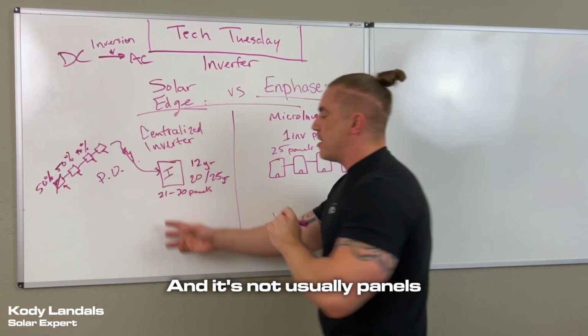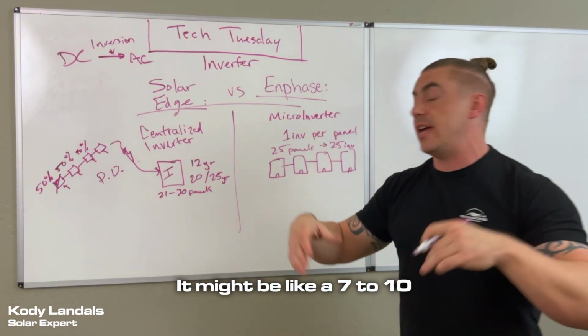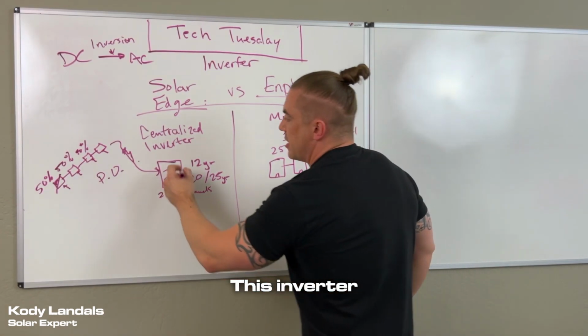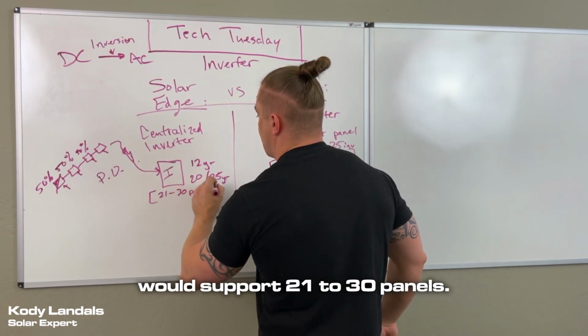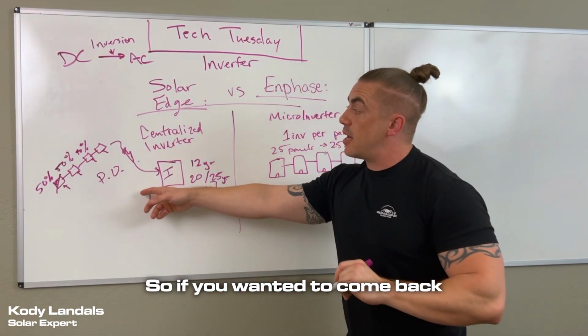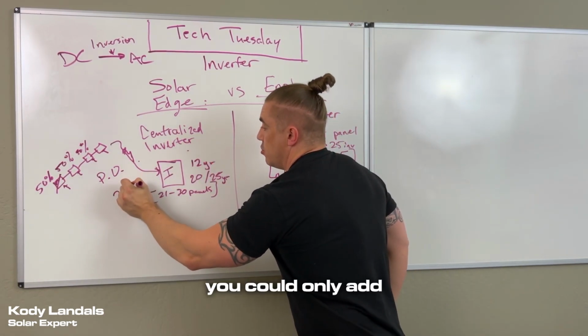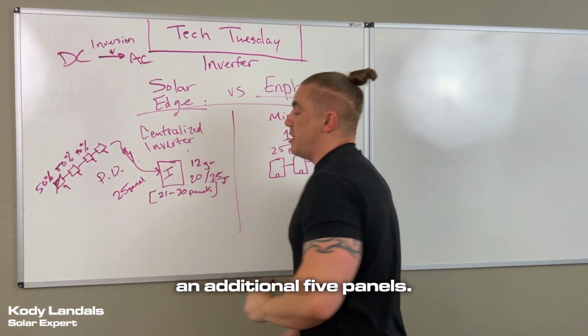And it's not usually panels, it's kilowatts. It might be like a 7 to a 10 or whatever that number is. But just to give you an idea of kind of how it works, this inverter would support 21 to 30 panels. So if you wanted to come back and let's say this was a 25 panel system, you could only add an additional 5 panels.